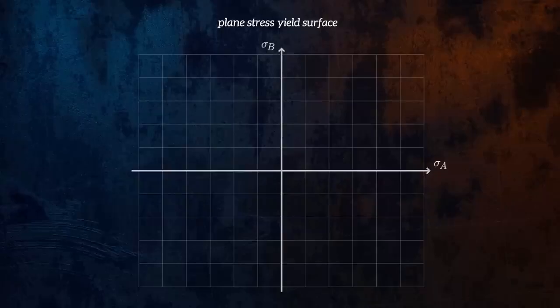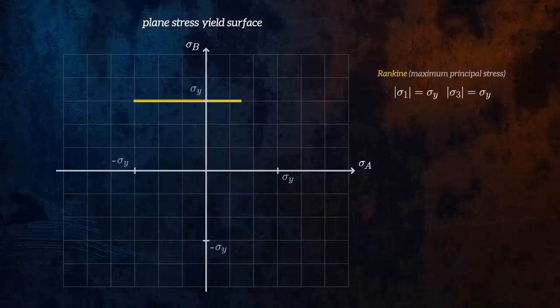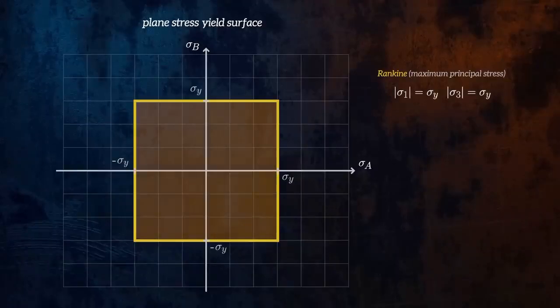The yield surface for the maximum principal stress theory is easy to plot. It says that yielding begins when either of these principal stresses is equal to the yield strength of the material, so it looks like this. Yielding is considered to have occurred when the stress state reaches this line.